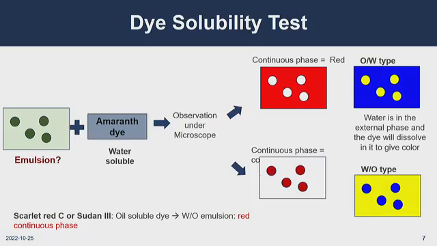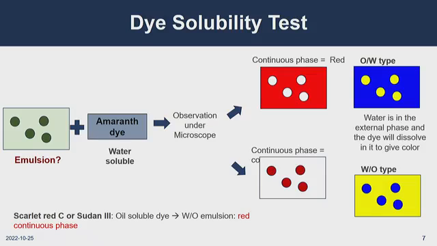So for example, I put the emulsion in red, in green, because we don't know. So let's say we have an X emulsion. We don't know what it is. We add droplets of a dye, and then we look at these under the microscope.